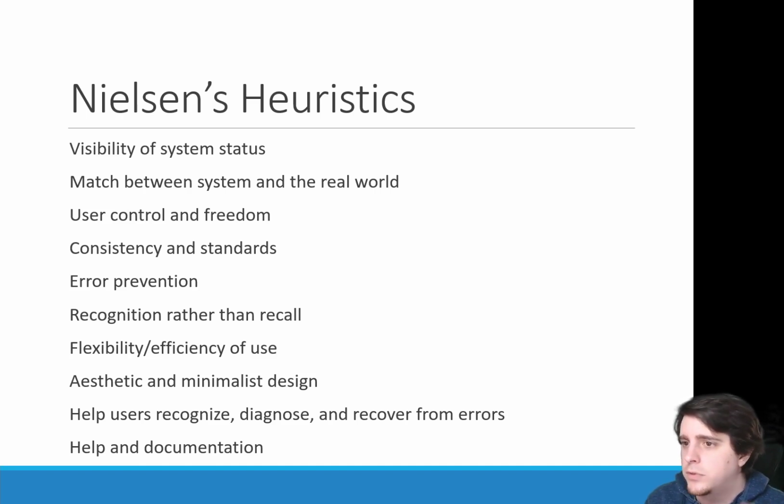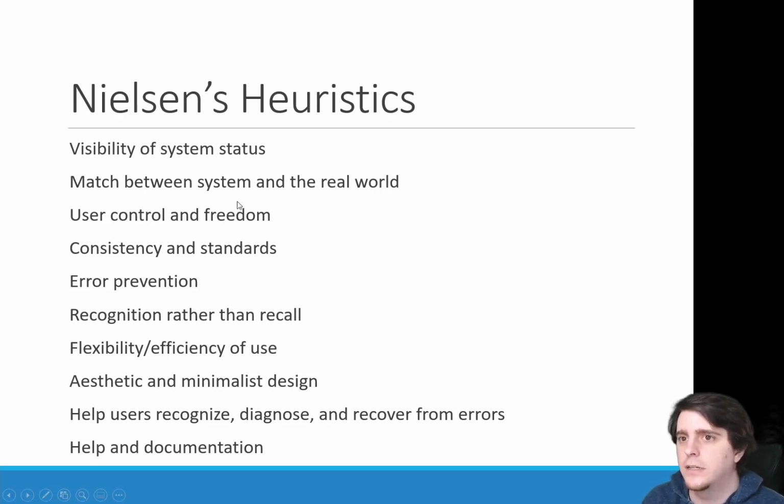Next is a match between the system and the real world. So as Nielsen puts it, the system should speak the user's language with words, phrases, and concepts familiar to the user rather than jargony or system-oriented terms. Match between system and the real world is really just about following conventions, and this is where that idea of a player's pre-existing expectations might come into play. Again, this is one you can design around, but this is making sure that your players' expectations aren't unreasonably shattered.